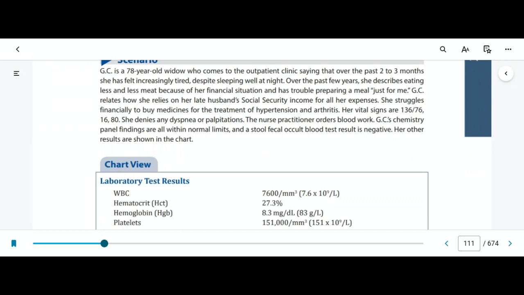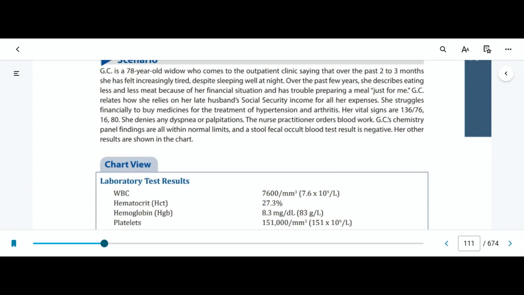Her vital signs are 136/76, respirations are 16, pulse is 80. Are we impressed by any of those vital signs? Nah, they're pretty normal, right? So is she pretty stable based on those vital signs? Hmm. She denies any dyspnea or palpitations. If her anemia was bad enough, right, she would have potentially some dyspnea or palpitations, or if it was acute enough, like if it happened quick. But we're not thinking quick anemia for her, right? We're talking months, we're talking years, that kind of thing.